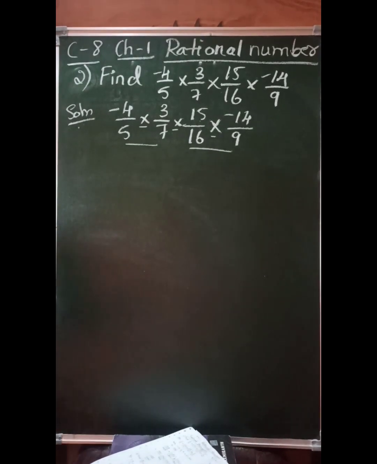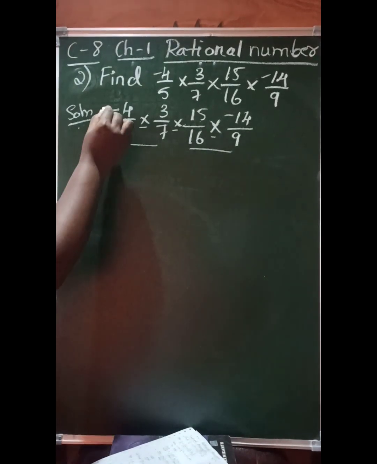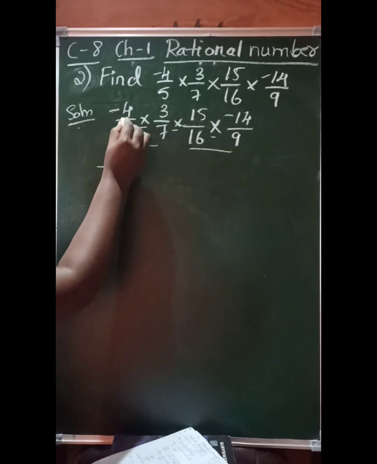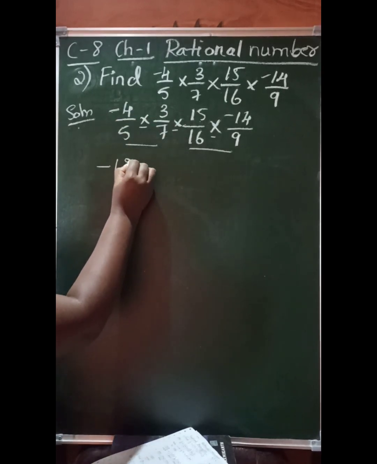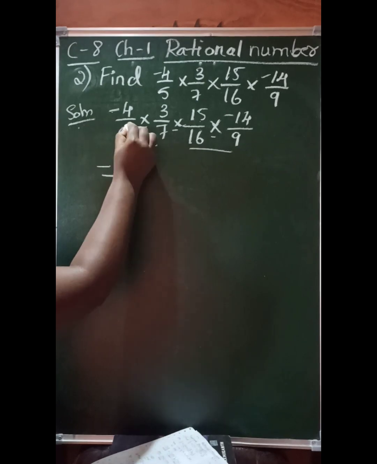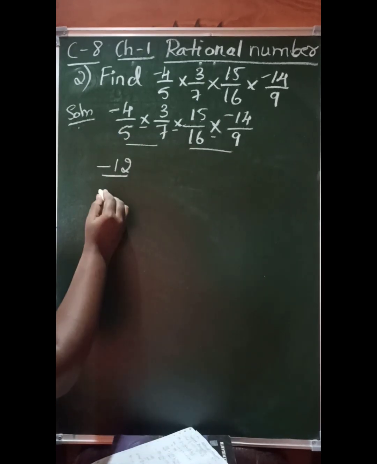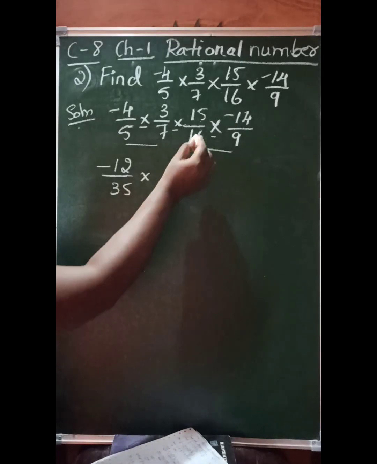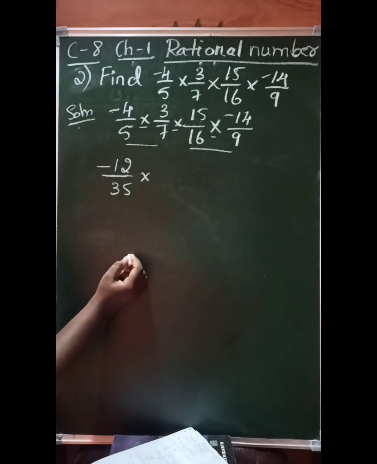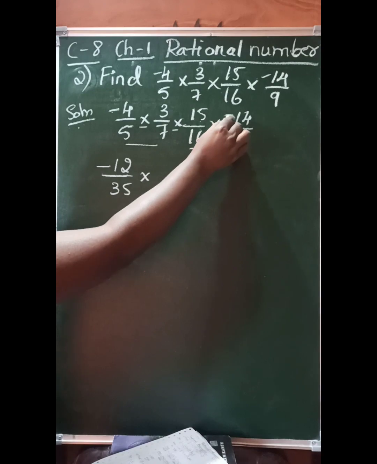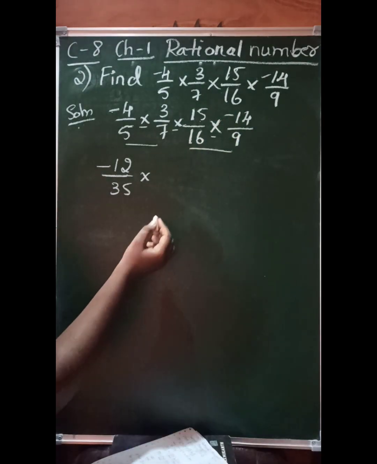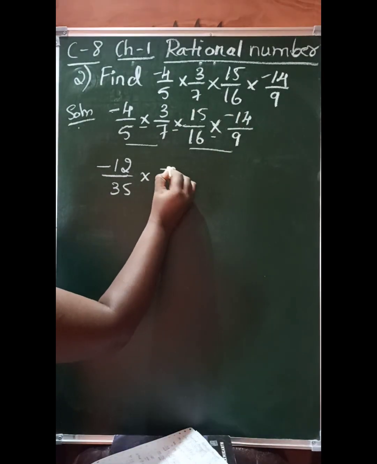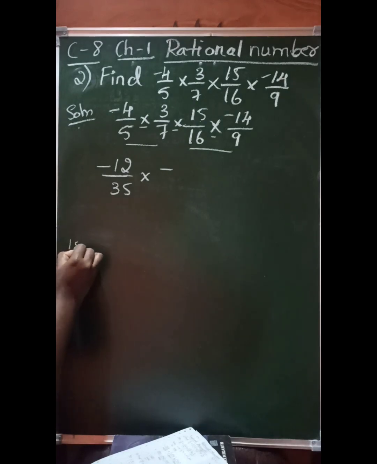Now try to solve this one. Minus into plus: minus 4 into 3, 4 threes are 12, divided by 5 into 7, 5 sevens are 35. Write into. Again multiply 15 into 14. Here one minus is there and one plus is there, so write plus into minus, minus. So multiply 15 into 14.